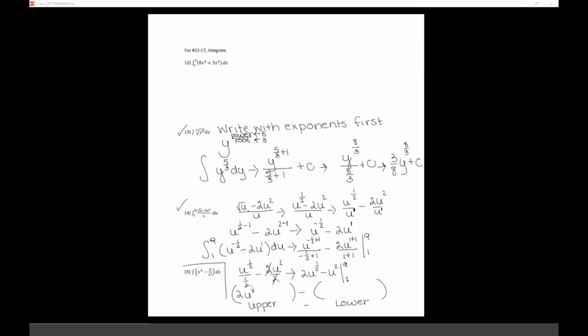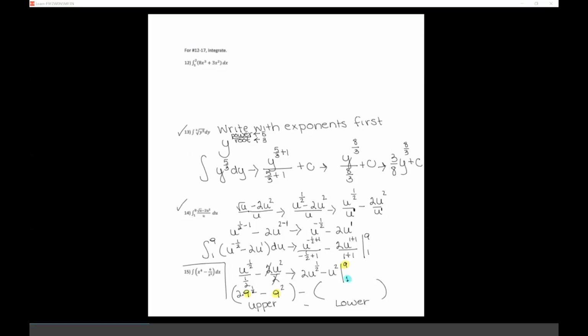So this would be a 9. Okay, so let me highlight that. So here's 9. Here's the first 9 that goes in. And this becomes minus 9 squared. Here's the second 9. And then for the lower bound, I'm going to put in the 1.